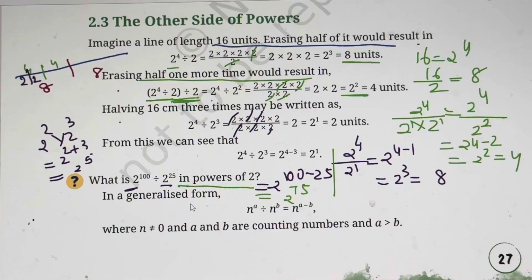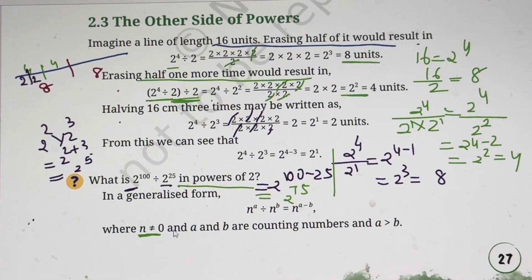Now, in a general form, n raised to a divided by n raised to b is n raised to a minus b, where n should not be equal to 0, and a and b are counting numbers, and a is greater than b. We will also understand what happens if a is smaller in the next part.